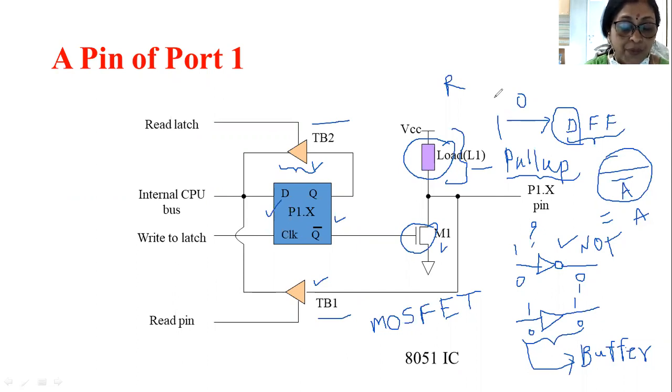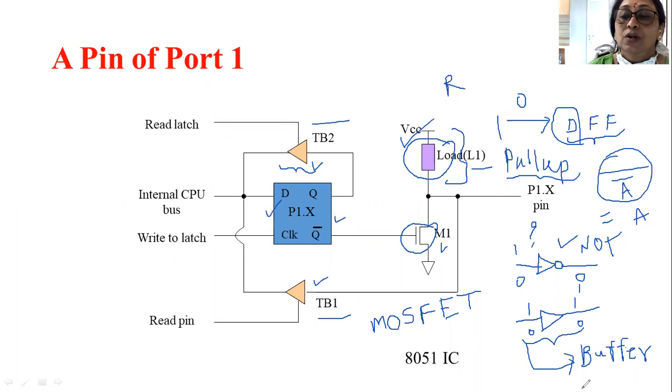All the ports, port 1, port 2, port 3, have internally connected pull-up resistors. This we have already studied. But port number 0 does not have an internally connected pull-up resistor. We have to connect an external pull-up resistor in case of port number 0. This is a very important point which you have to remember as far as your examination is concerned.